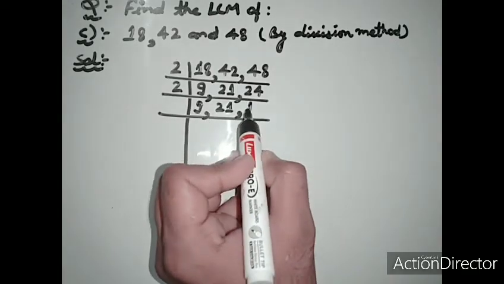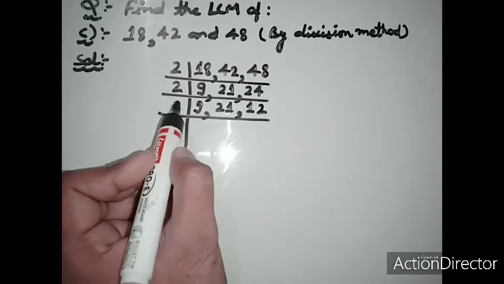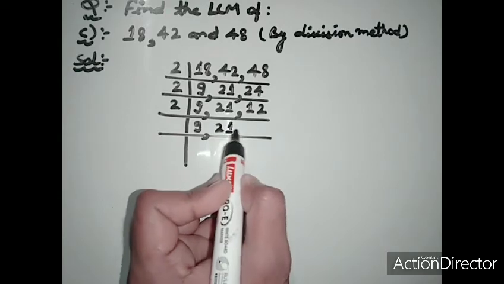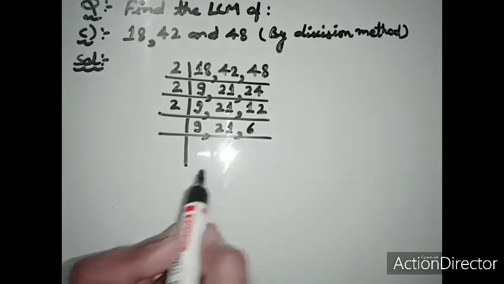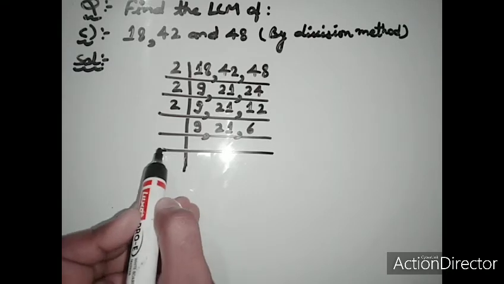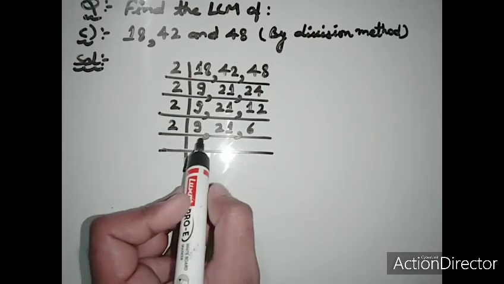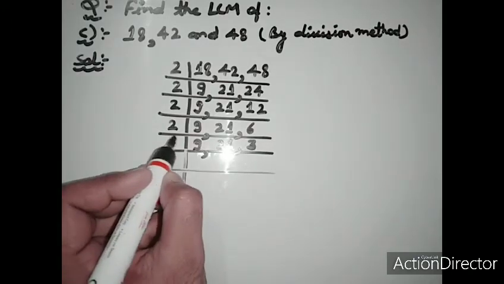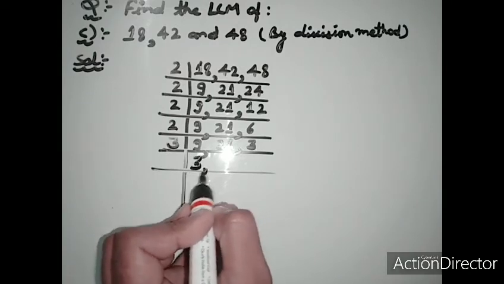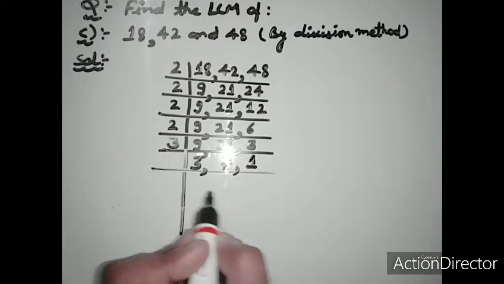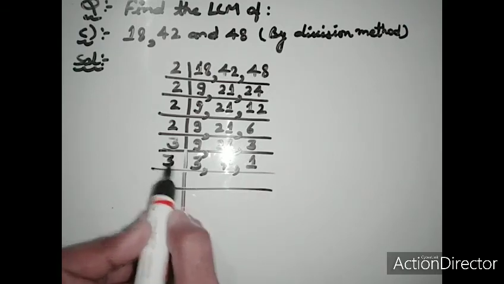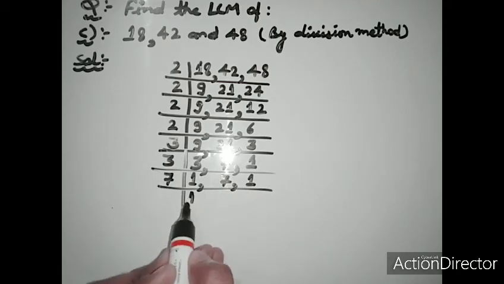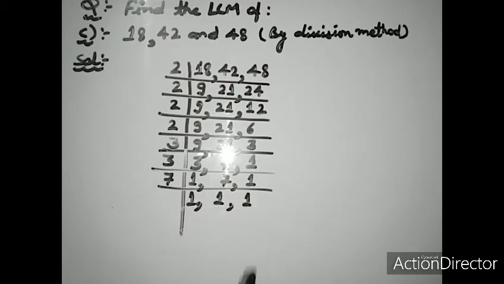Okay, now 2 1s are 2 and 2 2s are 4. Now this 12 again divide by 2, so here we divide 12 by 2. 2 6s are 12, right? Then here again we divide this 6 by 2. 2 3s are 6. Okay, now by 3. 3 3s are 9, 3 7s are 21 and 3 1s are 3. Now here again 3 1s are 3, here we write 7 as it is and here 1. Now 7 1s are 7 and 1 here.